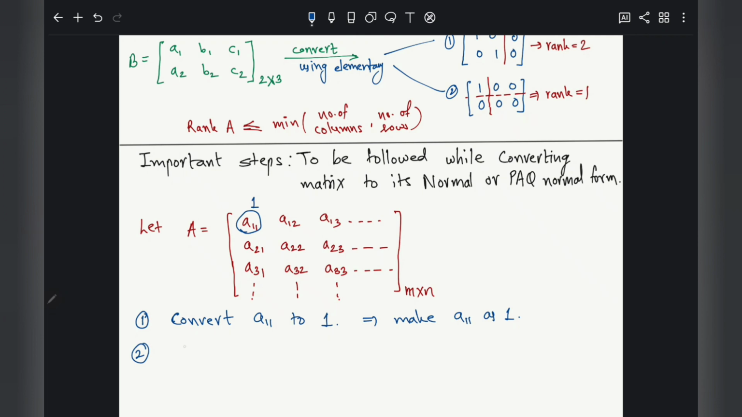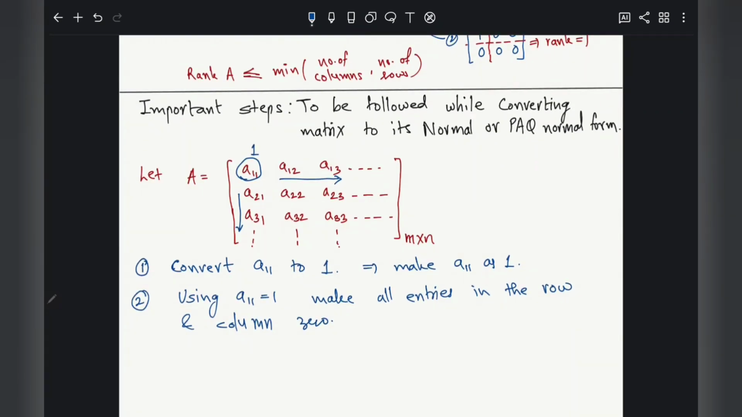Second step: using this a11 equal to 1, you have to make all the entries in that row and in the column 0. So you have to convert all the entries to 0 using this a11. Obviously you will have to use row operations and column operations like that. We will explore that in the example.